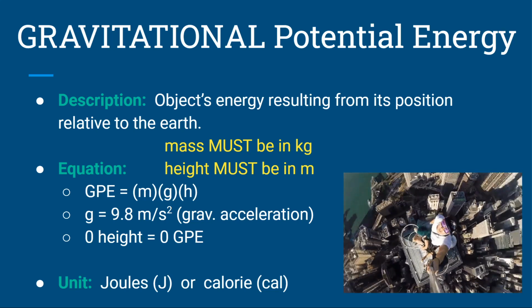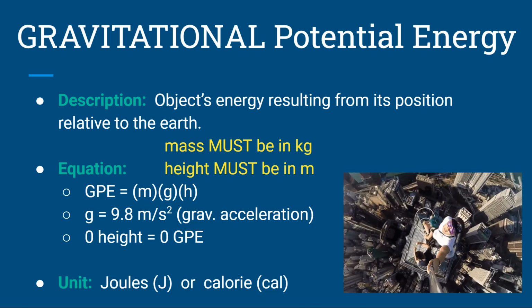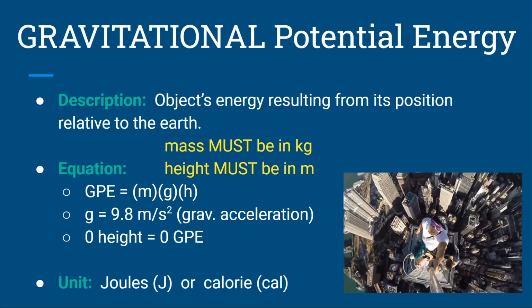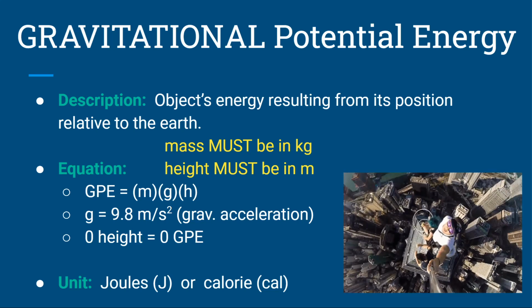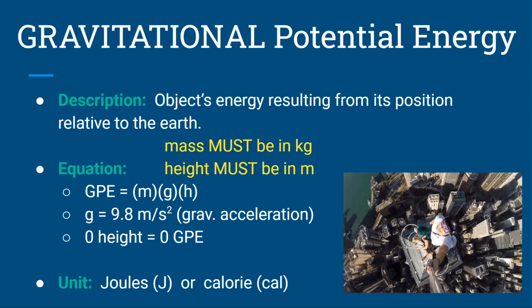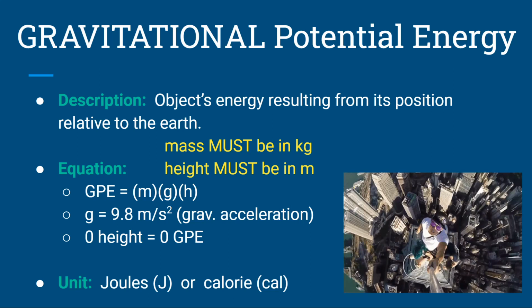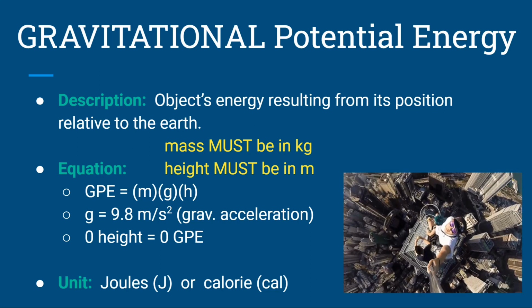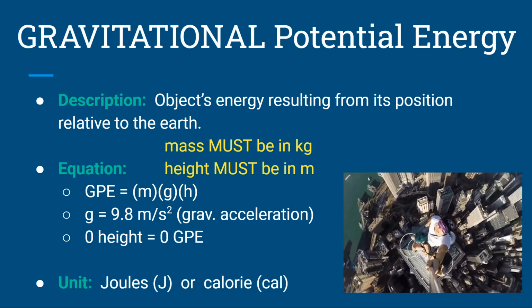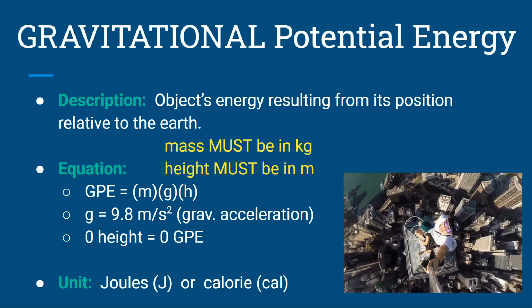Keep in mind, you still have to pay attention to your units. Your masses still have to be in kilograms. Your heights have to be in meters. If they're not, you have to do conversions. Little g, again, in mgh, that little g is 9.8. We're on Earth. That's our gravitational acceleration on Earth. Now typically we have written it as negative 9.8, and you're welcome to do that.